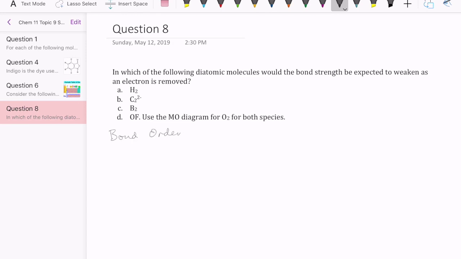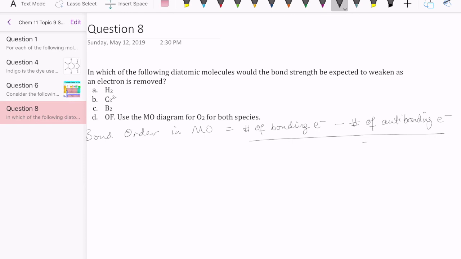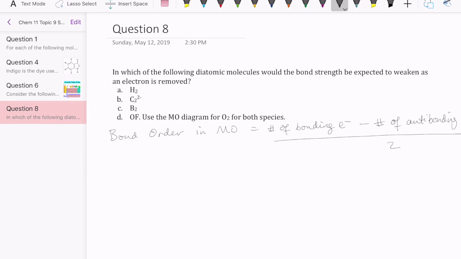Bond order in molecular orbital theory can be calculated by taking the number of bonding electrons, or electrons in bonding MOs, minus the number of antibonding electrons, divided by 2. And if you remember, the way we interpret the value of the bond order is that the higher the bond order, the stronger the bond. So the opposite then is the lower the bond order, the weaker the bond.